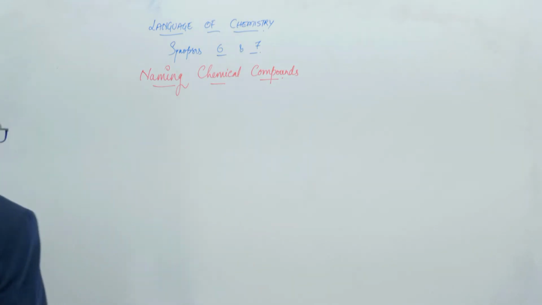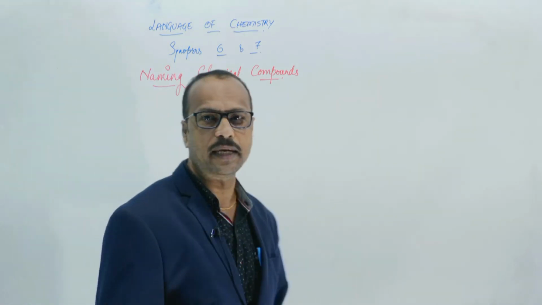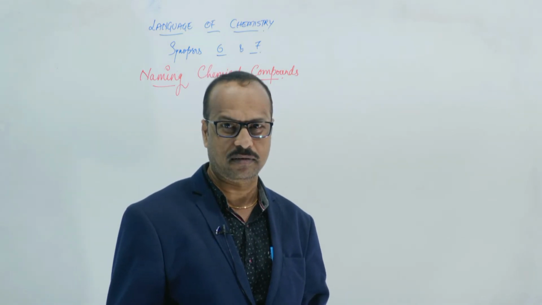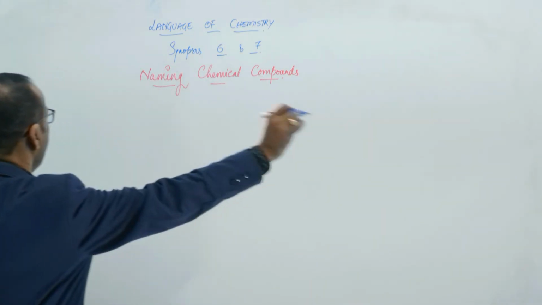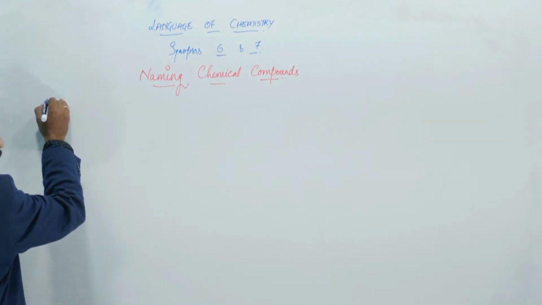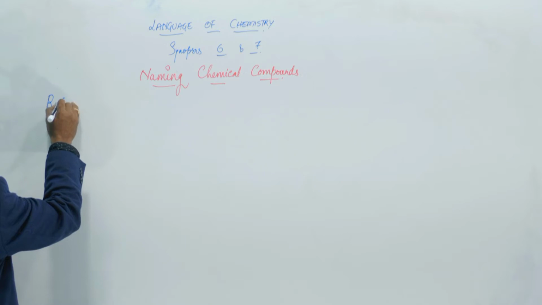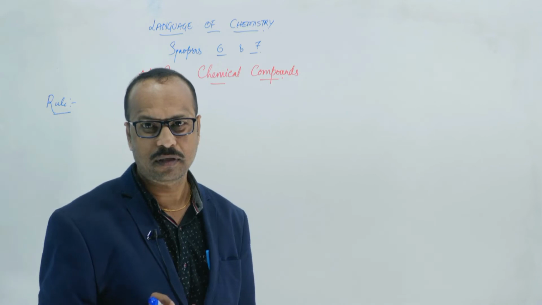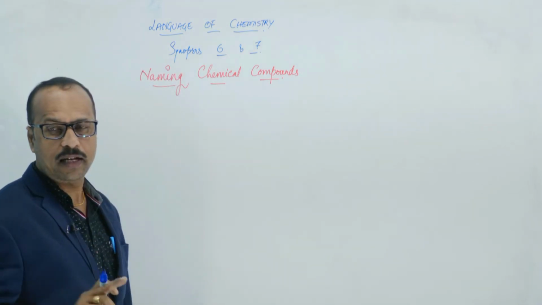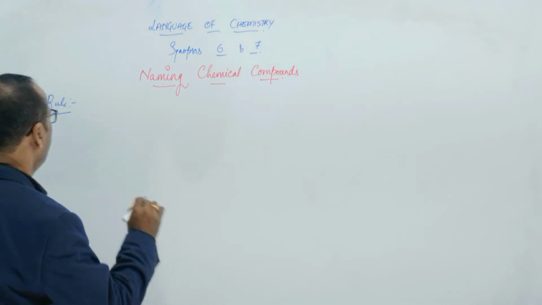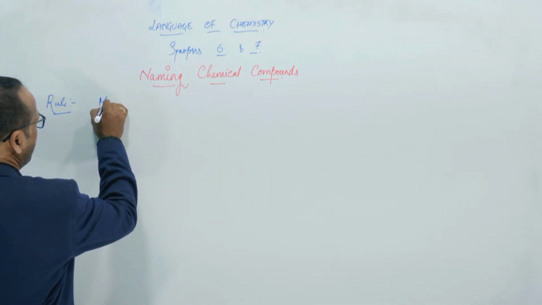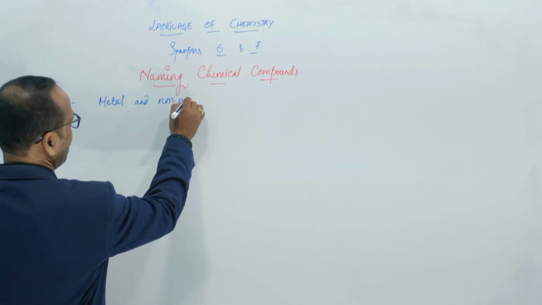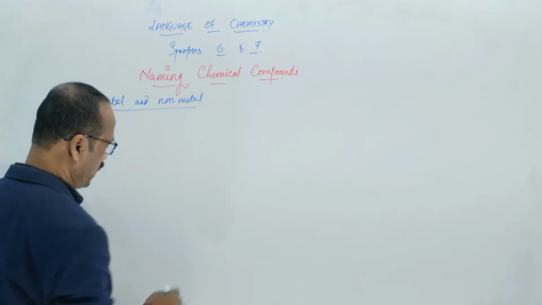See students, when you want to give the name of a chemical compound, you have to check some factors. For example, rule 1: check the compound, one name is given, formula is given, and in that formula, what elements are there. For example, that formula consists of metal and non-metal.